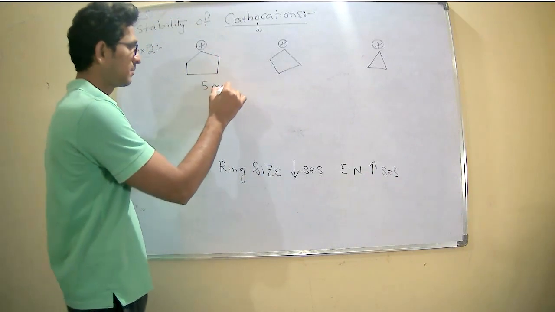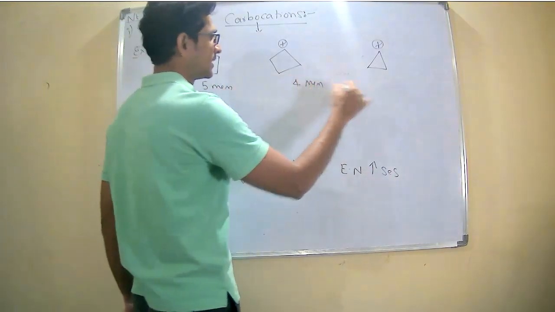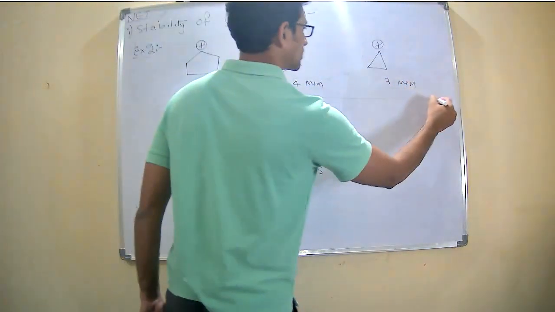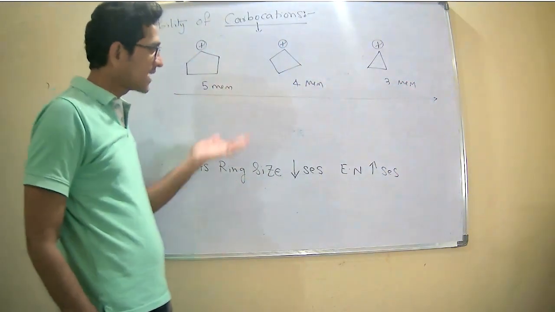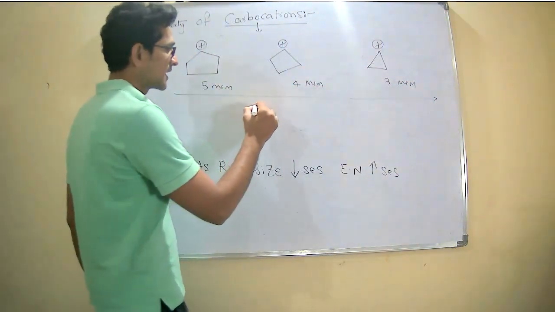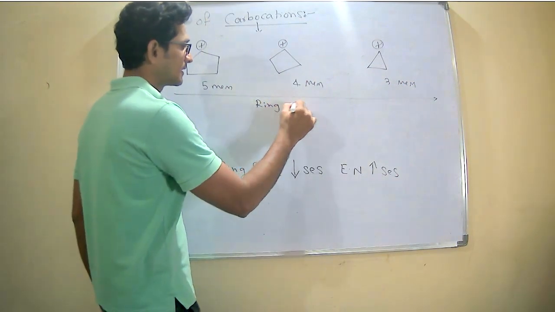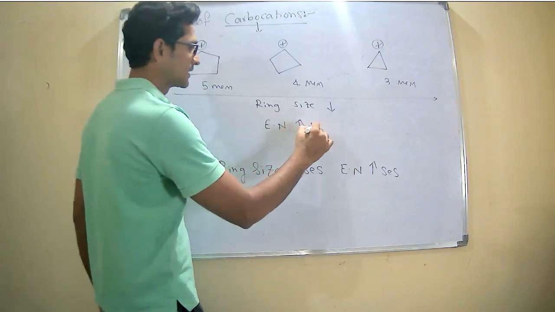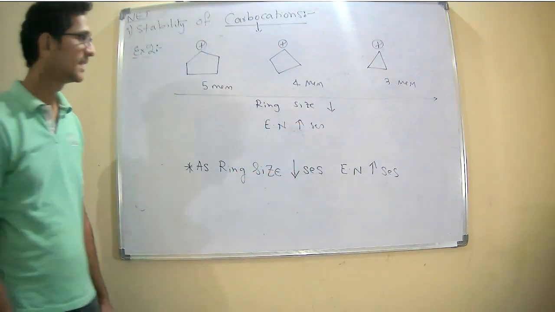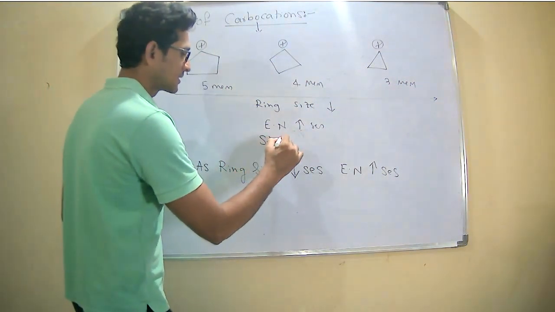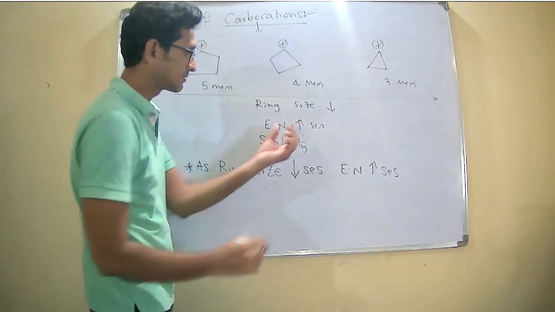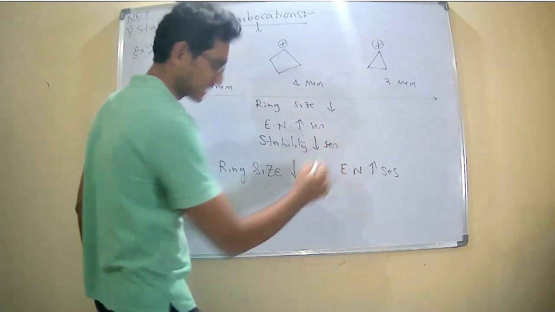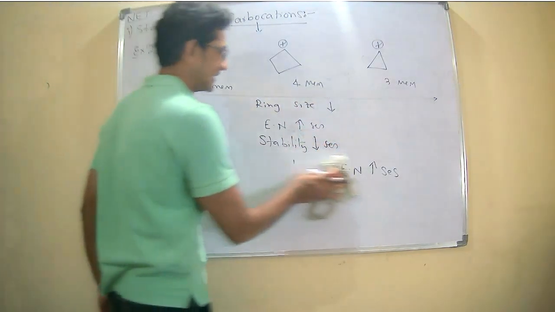This is a 5-membered ring, this is a 4-membered, this is a 3-membered. Now see here, from left to right, what happens? The ring size is decreasing. Therefore, electronegativity increases. Once electronegativity increases, the stability of the respective carbocation decreases.